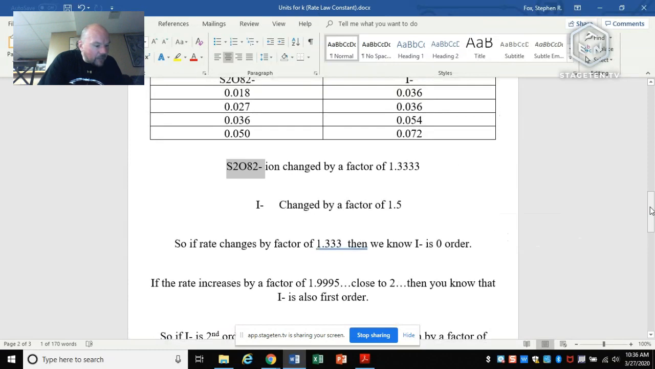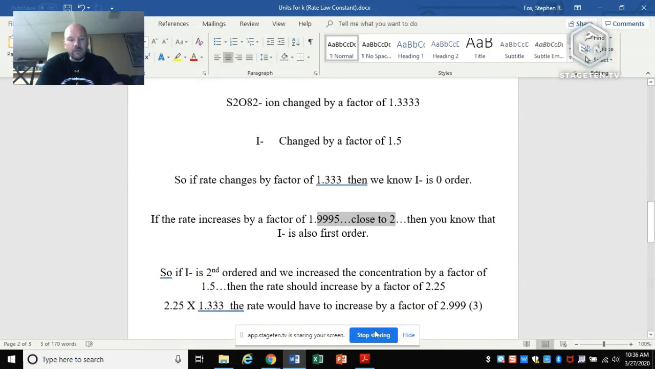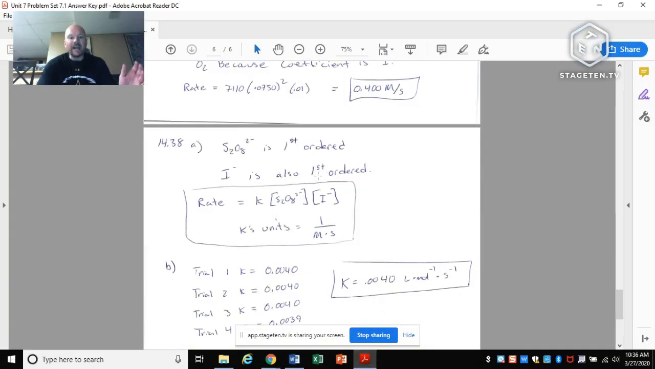We're going to take 7.8 times 10 to the negative 6 and divide it by 3.9 times 10 to the negative 6, and that comes out to be 2. All right, so right there, boom, this number. Okay, so what does that mean? It means I minus is first order, and so that's how we got I minus being first order.